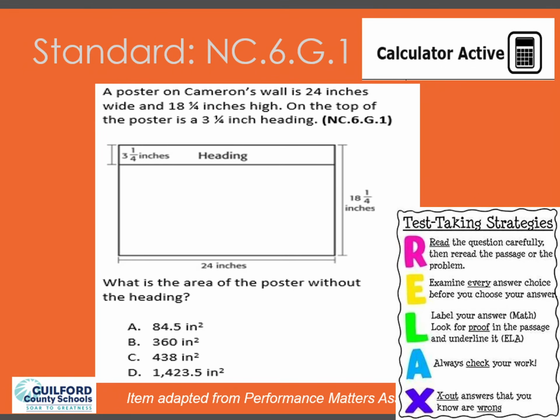Right, welcome to Unit 2, Lesson 13. So we're going to start off our lessons by going over a question from previous EOGs. So I want us to make sure we're focusing on these test-taking strategies in math as well as science. This is a calculator active question, which means yes, you can use a calculator.